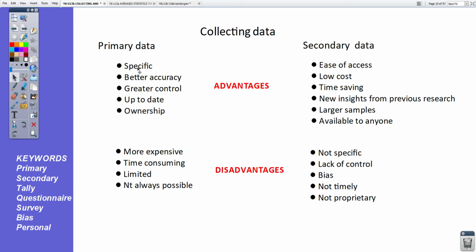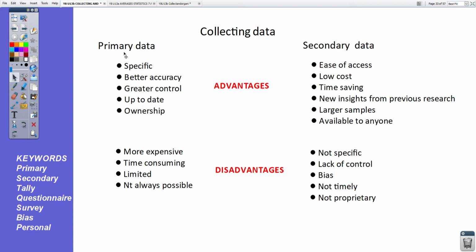Primary data is specific. You can choose exactly what you want to investigate. It's got more accuracy because, as I've just stated, you choose it exactly as specific. You've got control over it, you've got ownership over it, and it's bang up to date. You're not finding out about data that was collected a year ago because you're doing it yourself now.